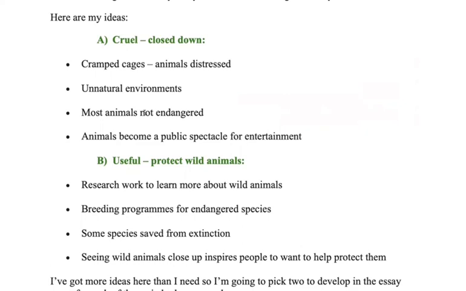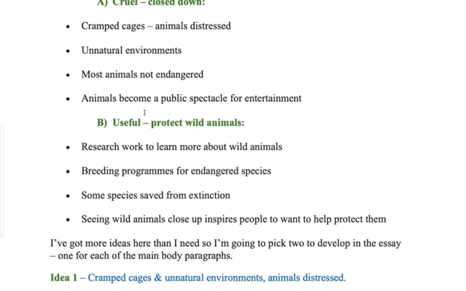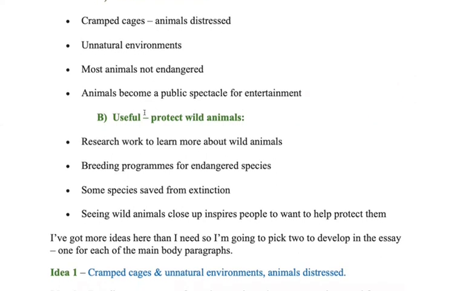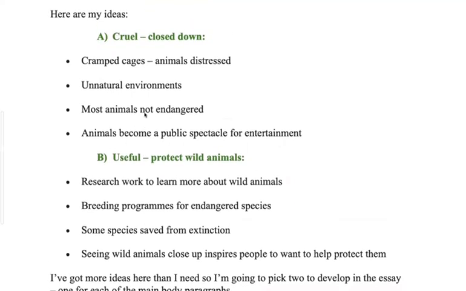Some species saved from extinction, as we said, and seeing wild animals close up inspires people to want to help protect them. So I've got more ideas than I need, so I'm going to pick two to develop in the essay, one for each of the main body paragraphs. As we can see here, A and B, we have 4 ideas each, but we don't need all of them. So I'm going to pick 2 for each, sorry.